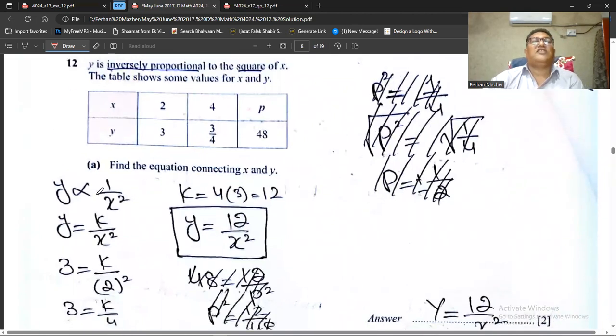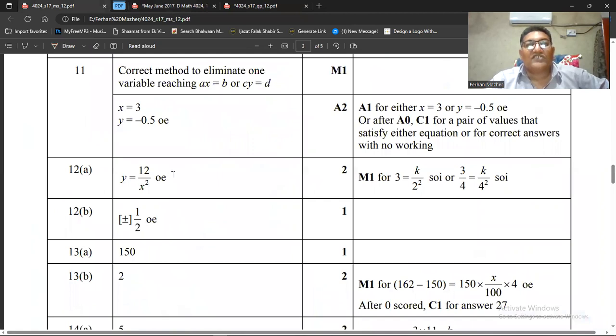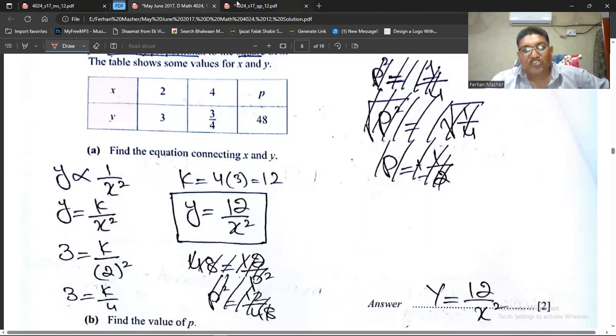Okay, so y is proportional to 1 by x square. So y is equal to k by x square. So I'm going to use this value. Okay, so y is 3 equals k divided by x is 2, 2 square. So 3 equals k by 4. So the k value will be 12. So the formula will become y is equal to 12 divided by x square. So this is the answer, 12 by x square. So that answer is right. This is the solution, how this is done.